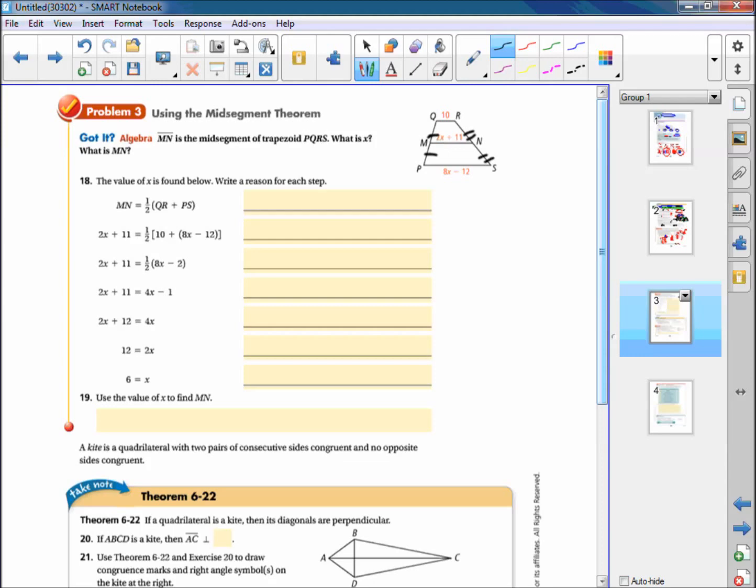So the value of x could be found by doing this. MN is going to be equal to half of the two bases. So this base and this base added up, divided by 2 should make the green one in the middle, the mid-segment. So since MN is our mid-segment, it should be equal to half of QR plus PS. Okay, and what's the reason for that? That's the trapezoid mid-segment theorem.